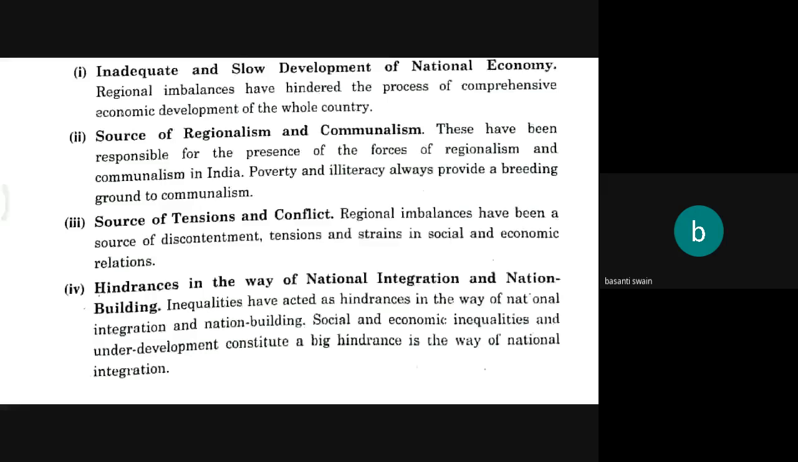Definitely, the challenges to nation building. Inequalities have acted as hindrances in the way of national integration and nation building. Social and economic inequalities and underdevelopment constitute a big hindrance in the way of national integration. This is another impact. And the next impact is the source of violence.